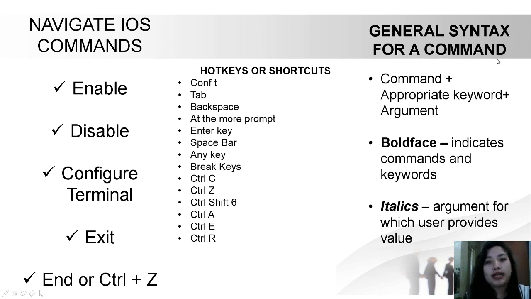The general syntax for a command is the command plus the appropriate keyword and argument. Boldface indicates commands and keywords. Italics indicate arguments for which the user provides a value. To configure the device, the user must enter Global Configuration Mode, which is commonly called Global Config Mode. From Global Config Mode, CLI configuration changes affect the operation of the device as a whole. Global Configuration Mode is identified by a prompt that ends with config sharp after the device name.